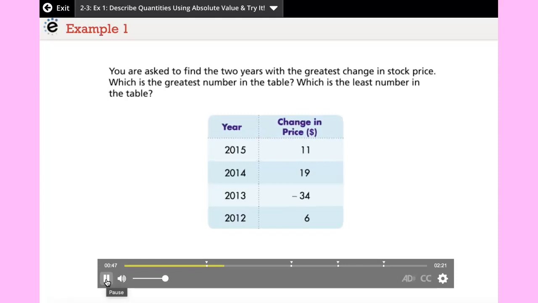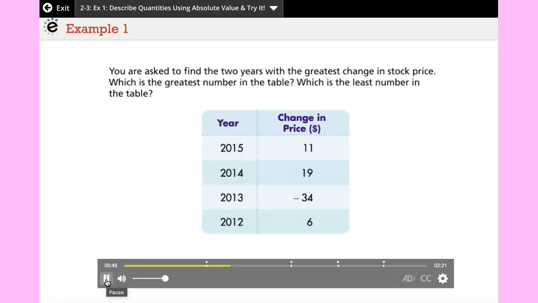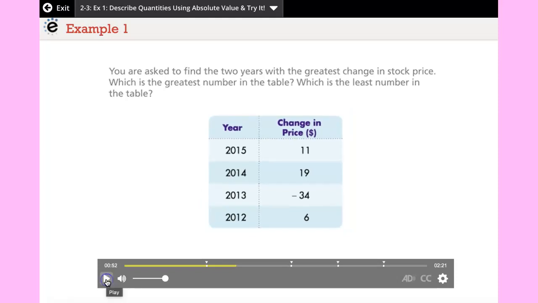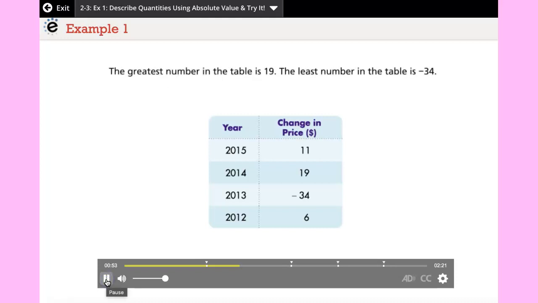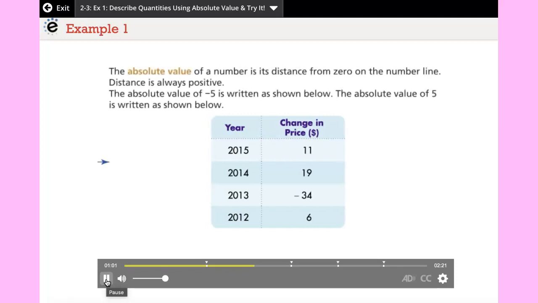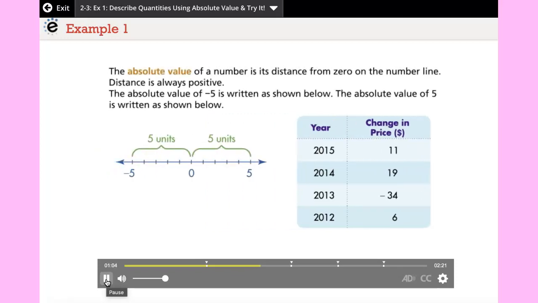Which is the greatest number in the table? Which is the least number in the table? So how do you know it's the least and the greatest? The greatest number in the table is 19. The least number in the table is negative 34. The absolute value of a number is its distance from 0 on the number line. Distance is always positive. The absolute value of negative 5 is written as shown below. The absolute value of 5 is written as shown below.